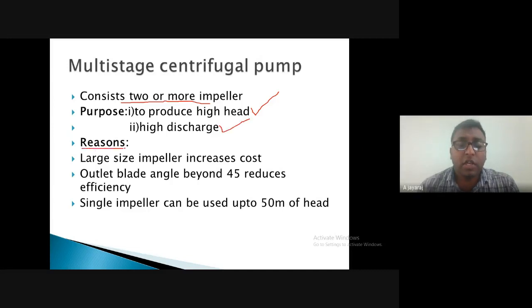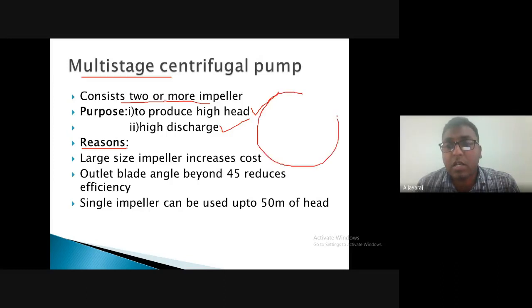The reason for not having a larger size impeller: when we want a higher head or higher pressure, I can use a larger pump also.